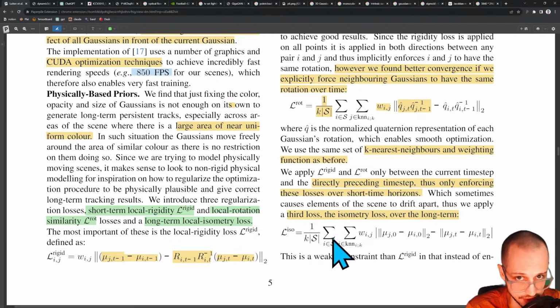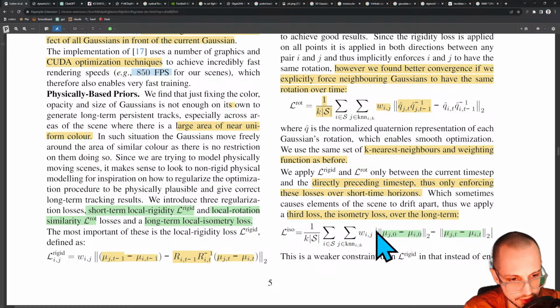Okay, so now here's the third loss that they're going to use, and this loss is basically saying the mu j at time 0, so the center of the Gaussian j at time step 0, and the center of the Gaussian i at time step 0. So the vector between these two Gaussians at time step 0 and the vector between these two Gaussians at time step t, there shouldn't be a huge difference between those. Right? That's what they're basically saying here. The L2, you're weighing it by this Wij. Same thing here, you're summing it over all neighbors of a specific Gaussian, and then for all Gaussians in the scene, and then normalizing it based on the number of neighbors.